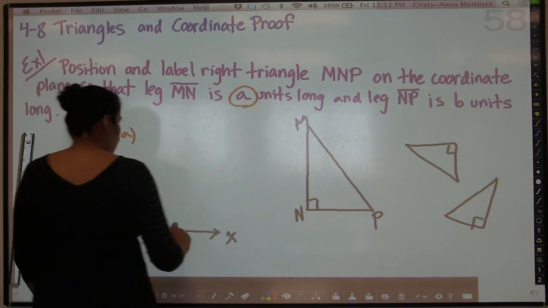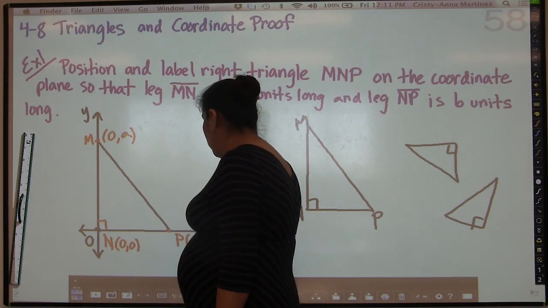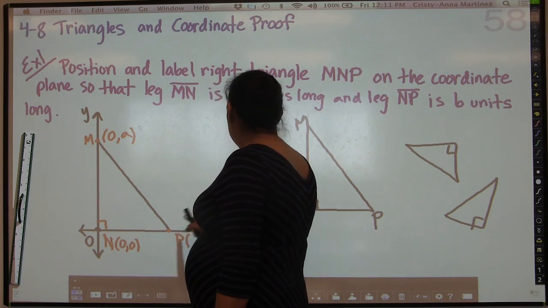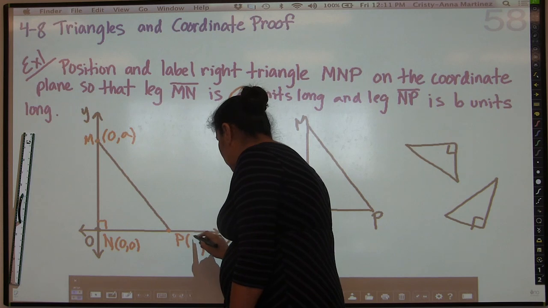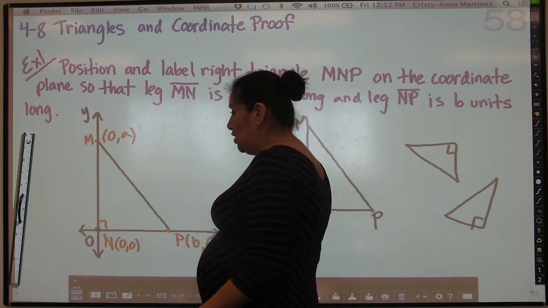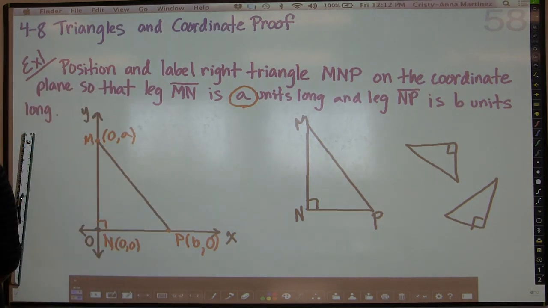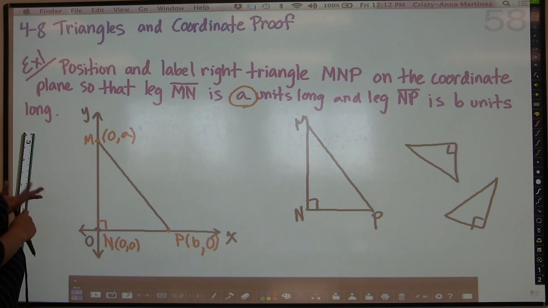And then P will be very similar. In the P case, we know that the y-coordinate is 0, because it's right on the x-axis. And they want the leg to be B units long, so that means that this is going to be B. So from here to here is B, and then that would make it B units long. And so basically, that's how you position this triangle so that it's in a convenient way. Again, they're not asking us to prove anything right now, they just want us to position the triangle.